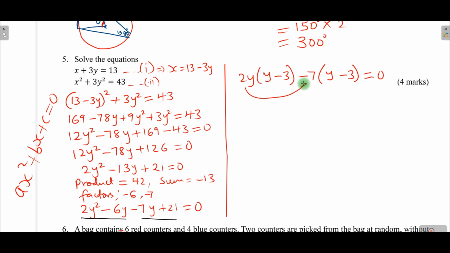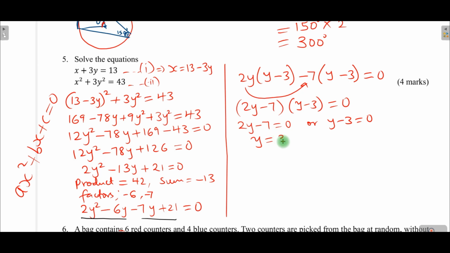Then take 2y minus 7 in bracket, then multiply by what is in the other bracket, y minus 3, then everything is equal to 0. So this simply means that either 2y minus 7 is equal to 0 or y minus 3 is equal to 0. And therefore, here y will be 3.5, or the other case is 3.